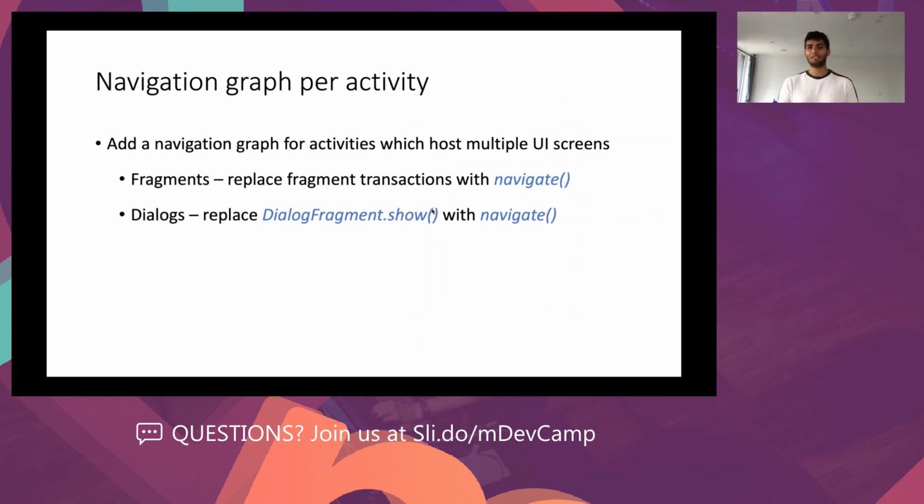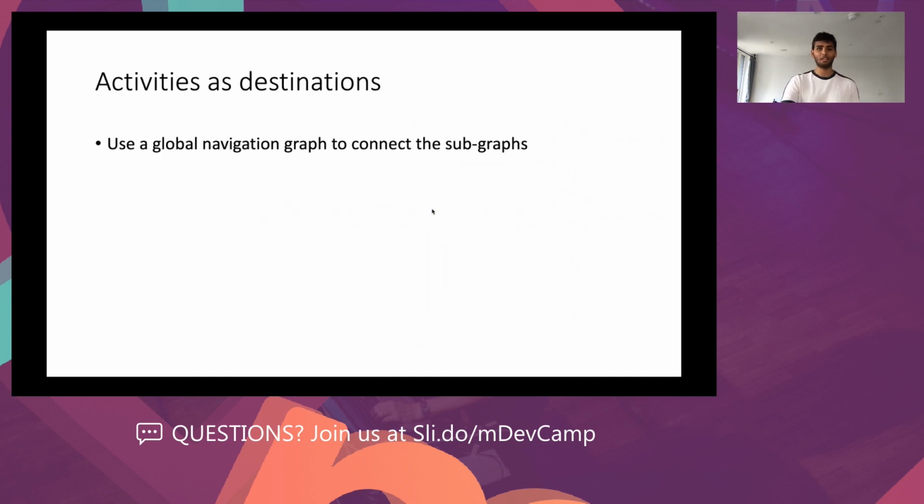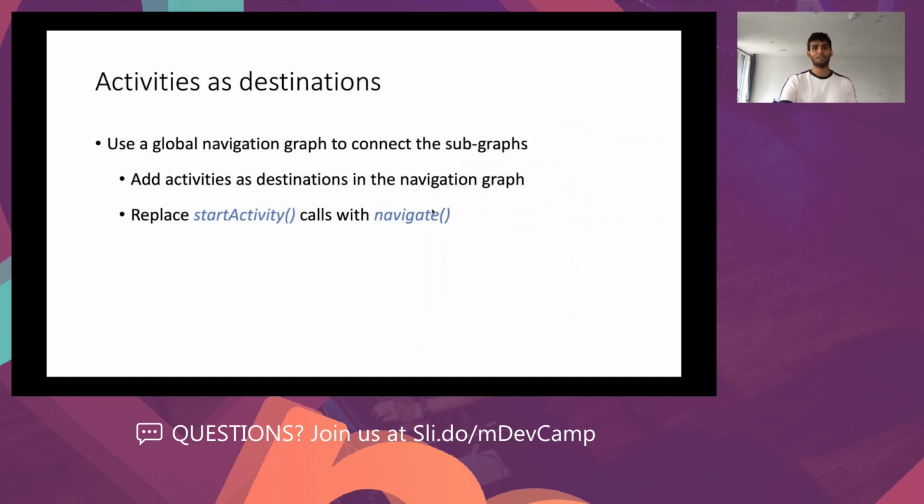And once you have enough activities and enough sub navigation graphs, you can create a route navigation graph where you can start adding your activities as a destination so that you'll have multiple subgraphs and then a route graph which links up all these things. This is the point where you can replace your start activity calls with the navigate calls. So pretty much all your navigation now happens with the navigate calls, which is a good point.